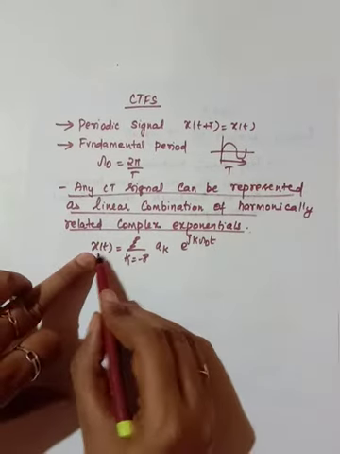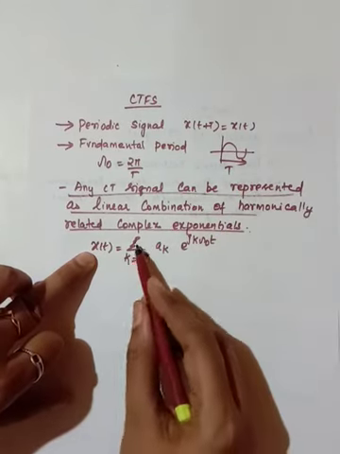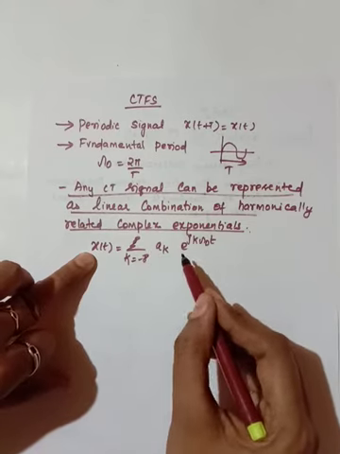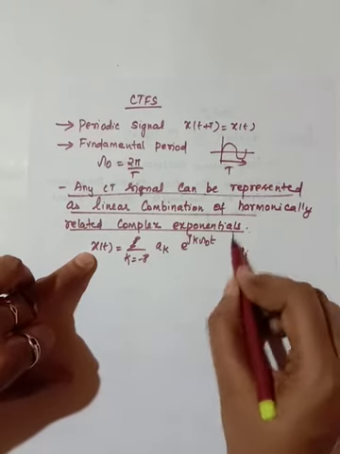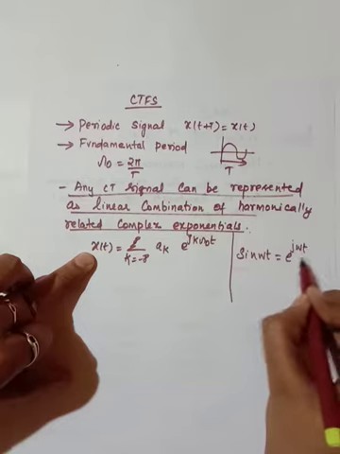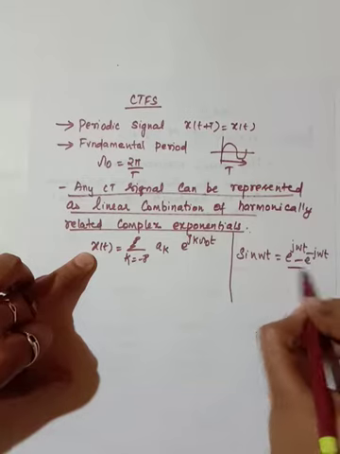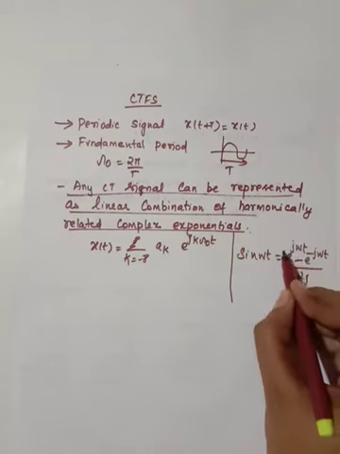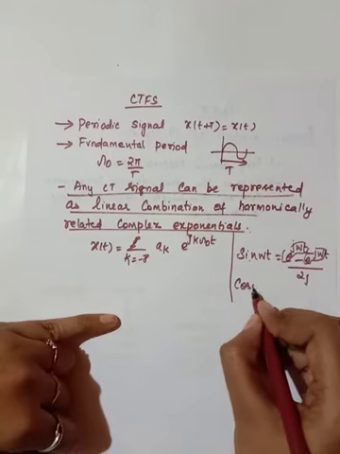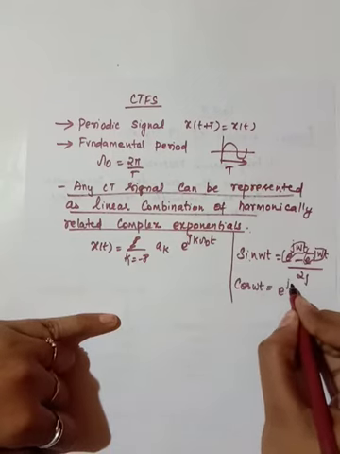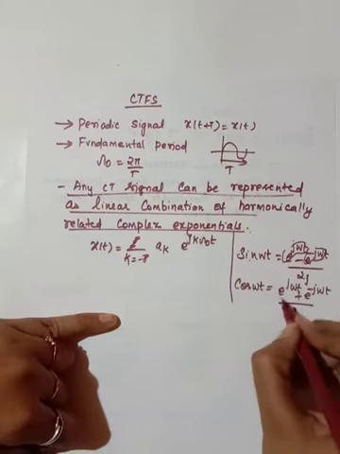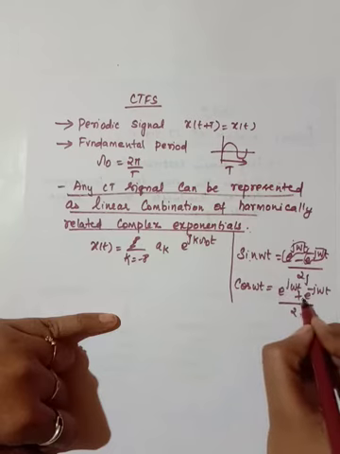Consider a signal x of t. This can be represented as a linear combination of harmonically related complex exponentials. For example, you know that sin omega t can be represented as e power j omega t minus e power minus j omega t, divided by 2j. So we are representing the sine signal in terms of exponentials. Also, cos omega t can be represented as e power j omega t plus e power minus j omega t, divided by 2. So we can represent these in terms of complex exponentials.